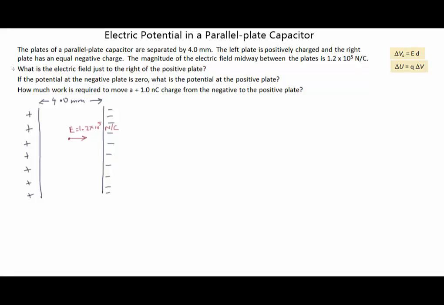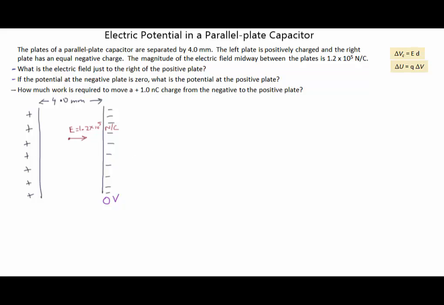What is the electric field just to the right of the positive plate? If the potential at the negative plate is given as 0 volts, what's the potential at the positive plate? And how much work is required to move a plus 1 nanocoulomb charge from the negative plate to the positive plate? Okay, let's tackle these one at a time.